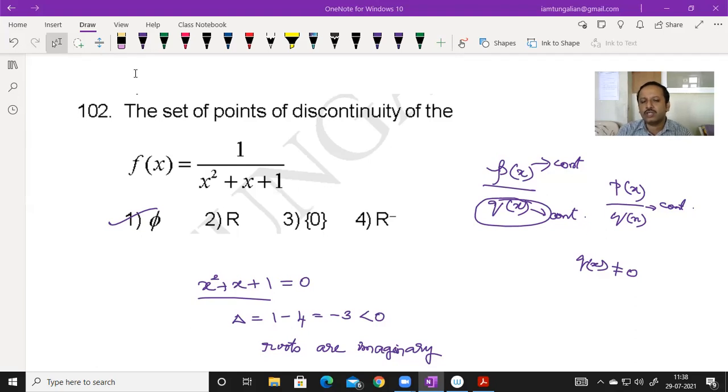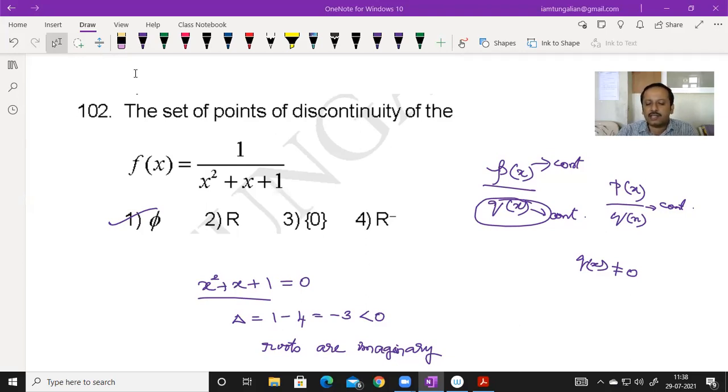denominator is non-zero. So, x square plus x plus 1, when it will become 0, that you have to observe and you have to remove those points where it is becoming 0. So, now we observe that x square plus x plus 1 will never become 0, will not be 0 for any real value of x. It will be 0 when x is equal to omega, minus 1 plus i root 3 by 2, which is not a real number anyway.